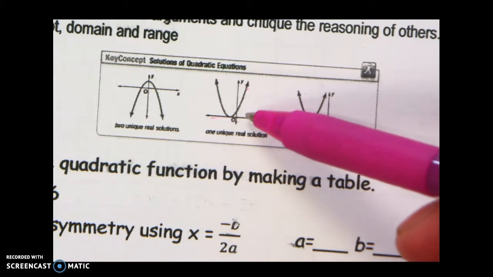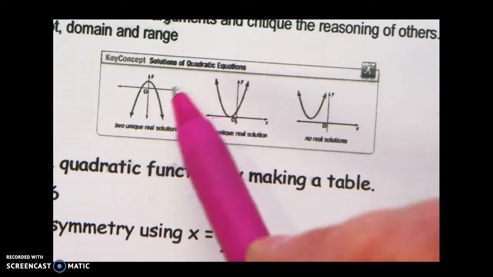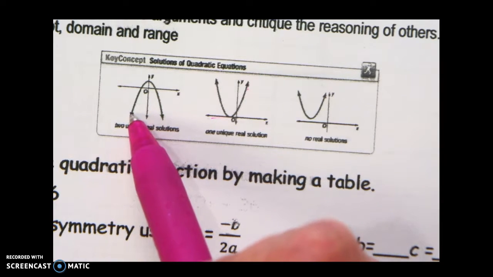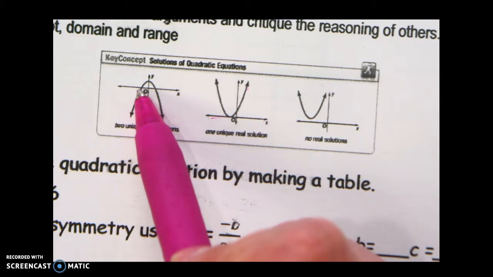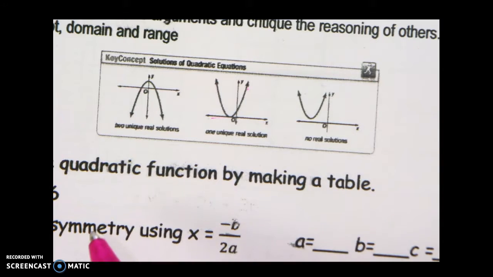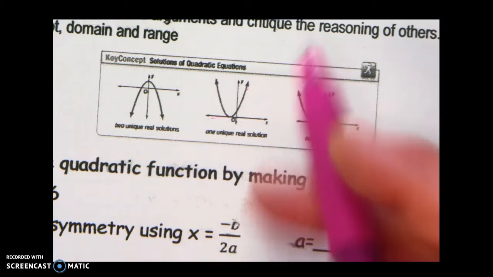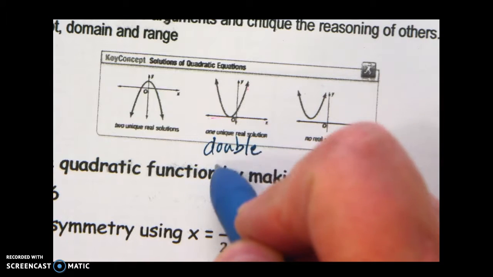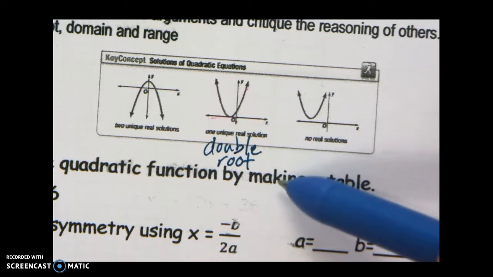So that double root would be when it just touches once, as opposed to two unique solutions where a negative graph will start increasing, hit a certain point, and then come back down again. Now notice it crosses the x-axis at two different places. So that's two unique real solutions. This is one unique real solution and a double root. So if you didn't write that down, write it down now so that those are interchangeable.